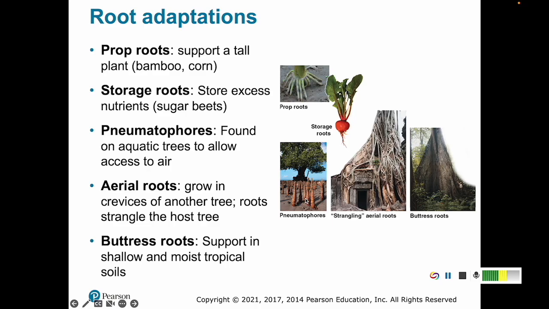Pneumatophores are found in aquatic trees, and they allow these trees to access the air. Aerial roots are found in the air. They grow in crevices of another tree, and these aerial roots will strangle the underlying host tree. And buttress roots will provide support in moist, shallow tropical soils.